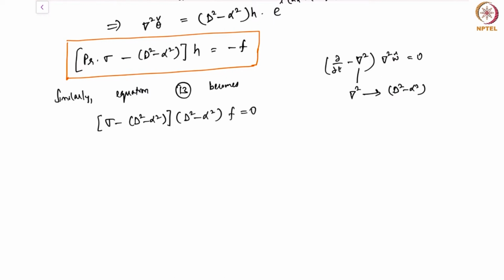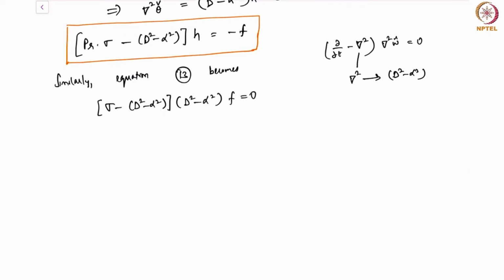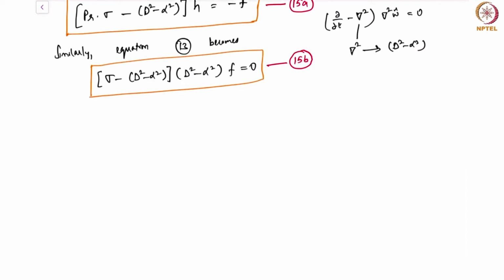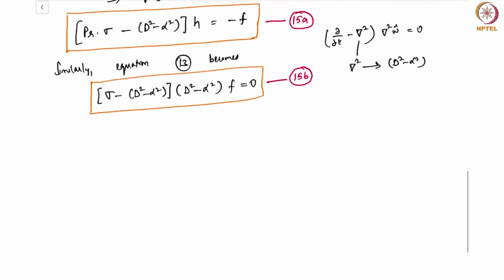Now we can write this as another equation. We can give these equations labels. Let's call these equation 15a and 15b. So we have two equations. Equation 15 has two parts, a and b. Equation 15a is coming from the temperature equation and equation 15b is coming from the perturbation velocity equation. Now we will proceed further with the way that Pearson did.